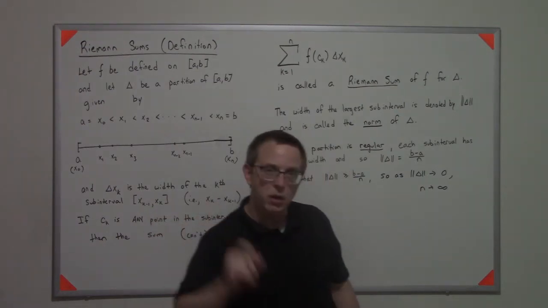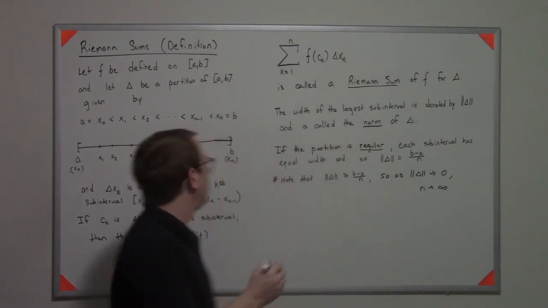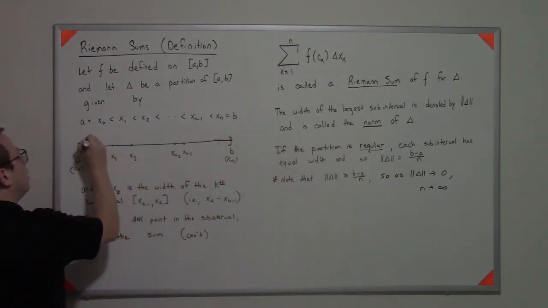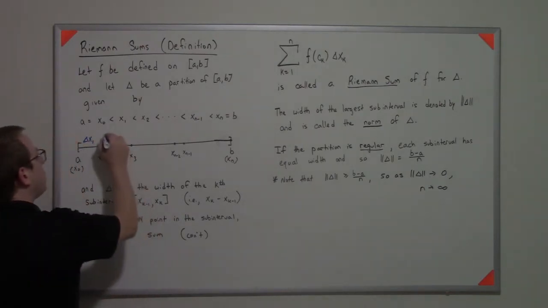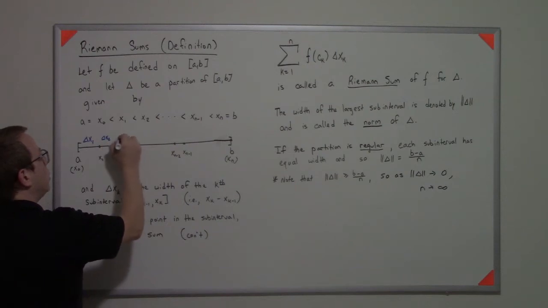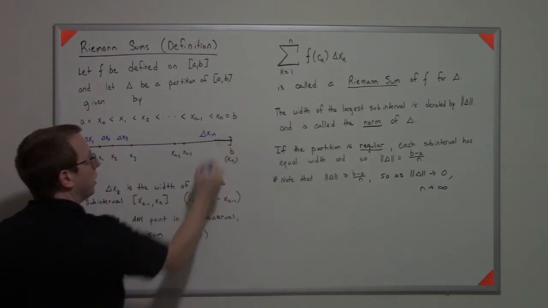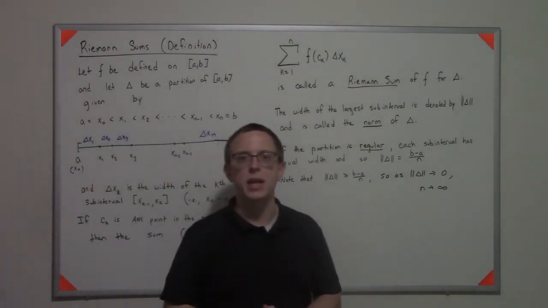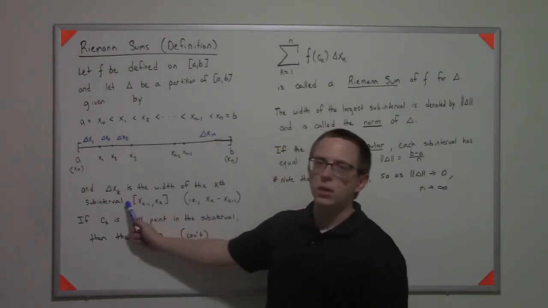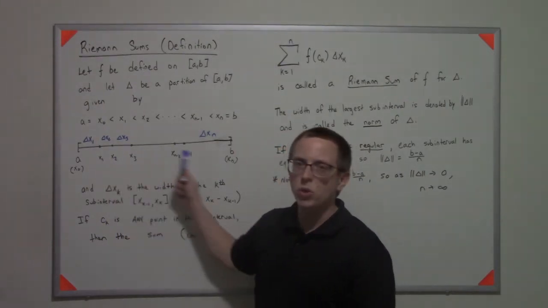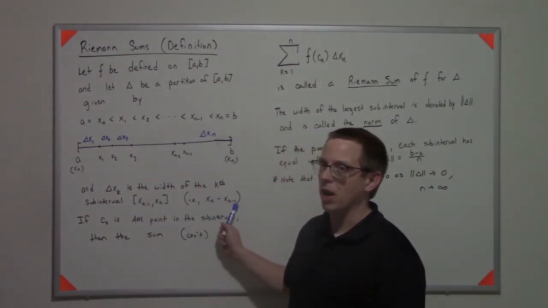So let me get a marker here. That means that would be delta x1. This would be delta x2, delta x3, and then delta xn. And that's all that's saying, that's the width of the subinterval. And for what we're doing here, the width is really just the new x value minus the old x value.